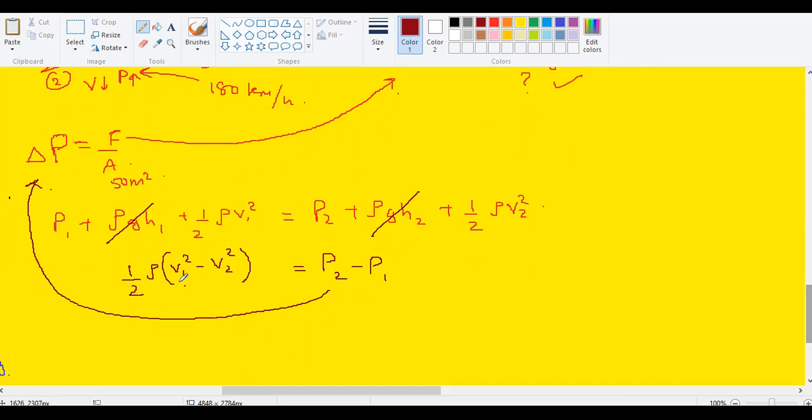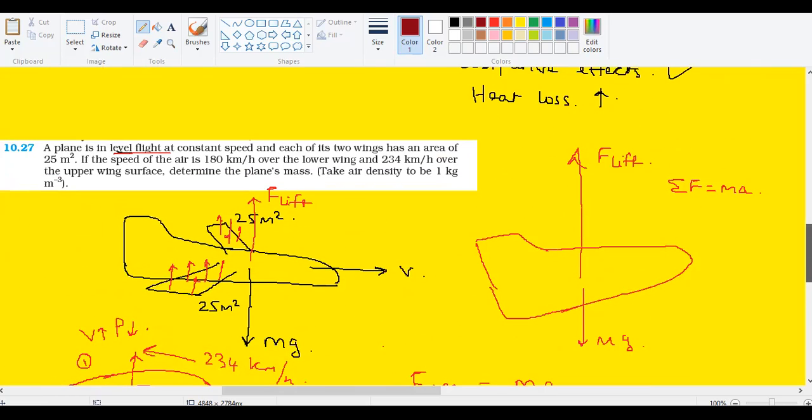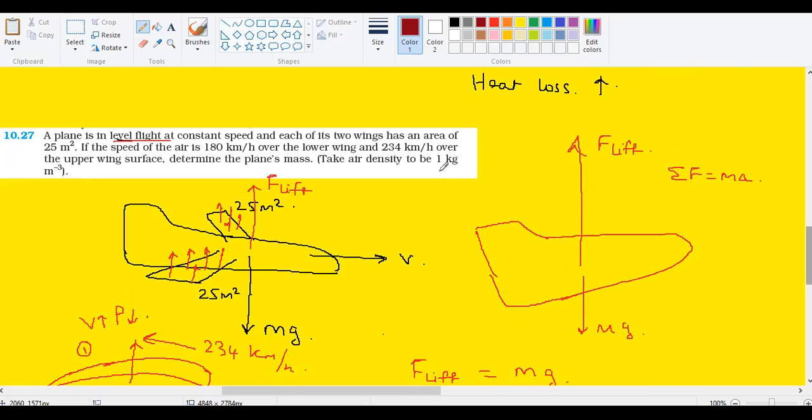Don't forget the velocity should be in meter per second. If you put it in kilometer per hour, everything will go wrong. Density of air, let's see if they have given it, because at a higher altitude the density will be lower than 1.3. At sea level, we take the density of air as 1.23 or 1.29, something like this. But since the flight is at a higher altitude, the density will be very low. Compared to 1.3, you have only 1 kg per cubic meter.